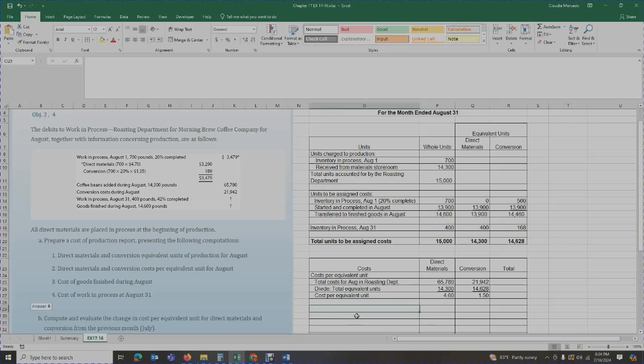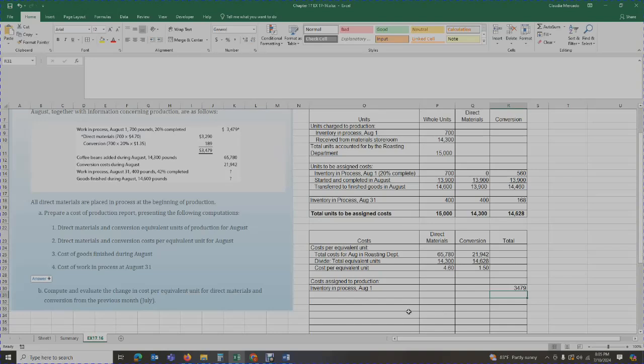Okay. Now that we have that, we're going to go ahead and we are going to have the cost assigned to production. Okay. So we're going to start off with our inventory in process, August the 1st. So my inventory in process in August the 1st is 3,479. That is given to you right there. Work in process, 3,479. I'm going to bring that to the total.